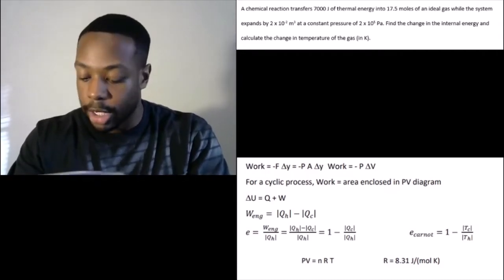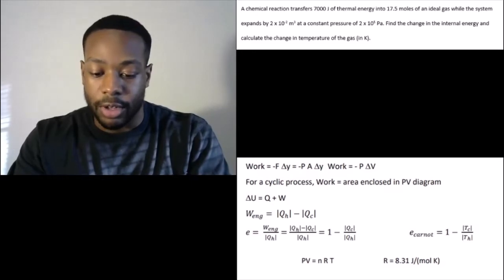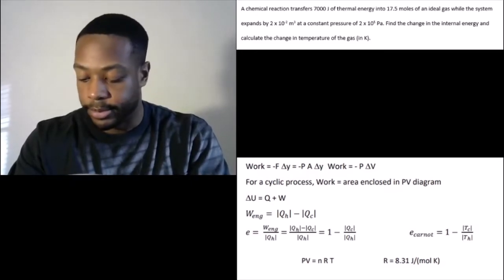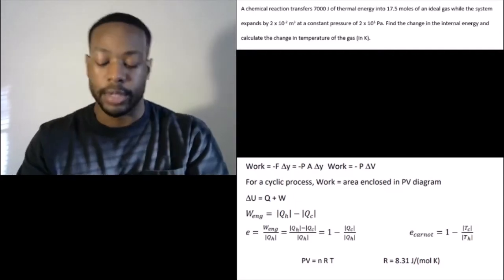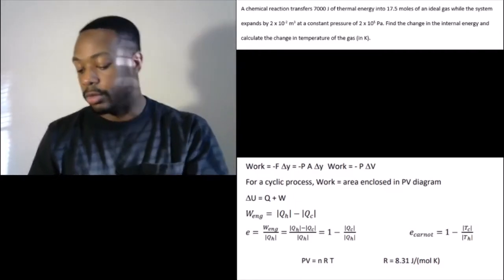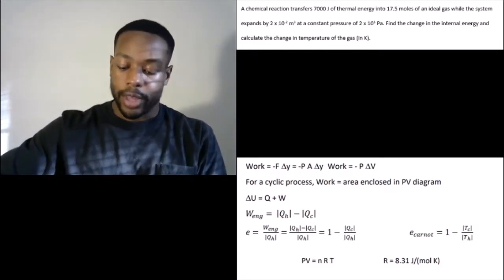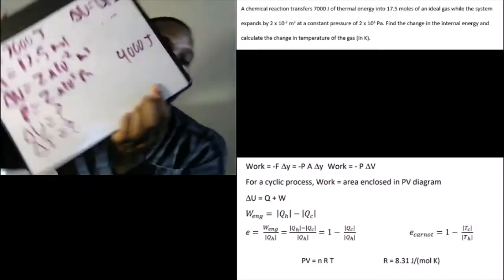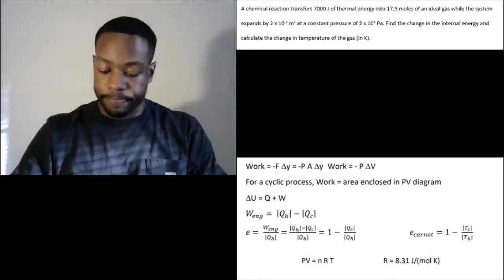Let me double check my calculations because you never know, maybe I'm off today. And yeah, 4 times 10 to the 3 or 4,000. Probably a better way of wording it: 4,000 joules. So we've got 4,000 as our work. Good, plug it up there.